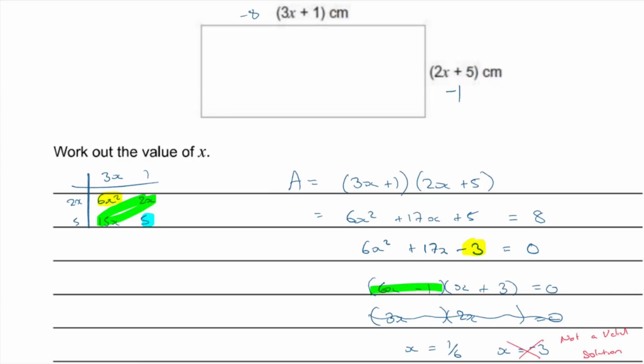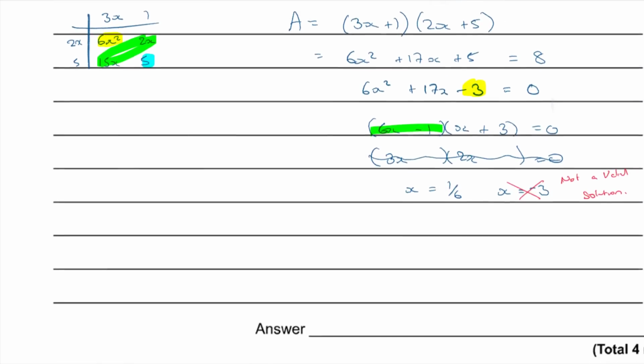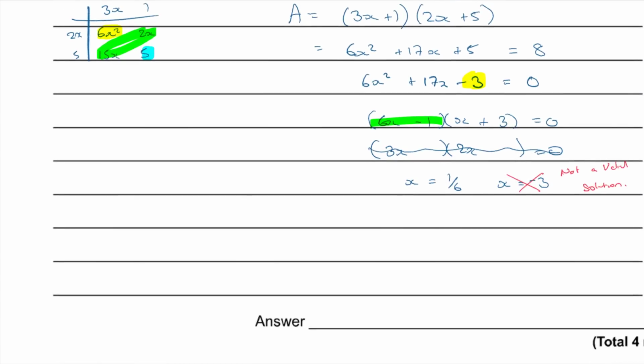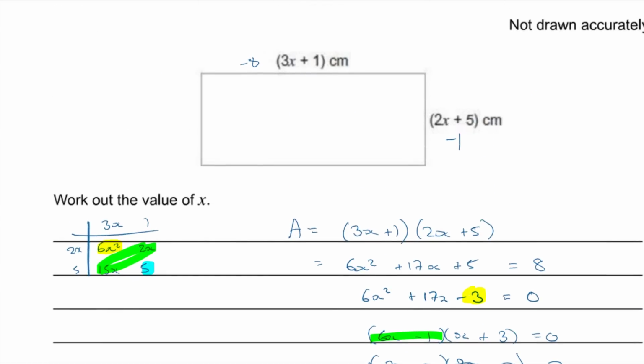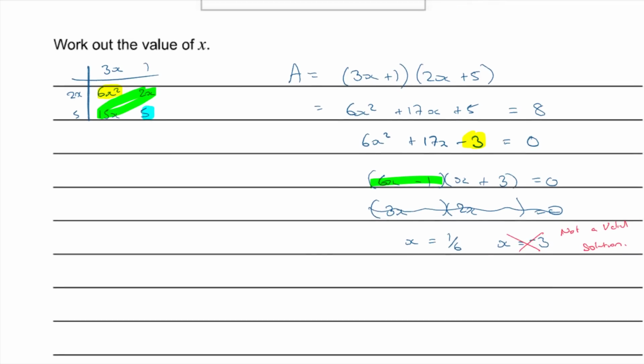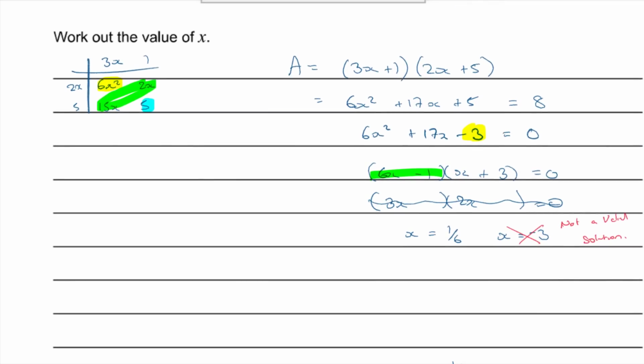So we need to cross that one out and say no, not a valid solution. Okay, so our only valid solution is the one that is 1/6. So the solution is x equals 1/6. Okay, so if you have got a quadratic and it's a problem like that, just check your answer is going to be sensible in the shape and space problem. Okay, because not every solution to an equation is a solution to the problem.